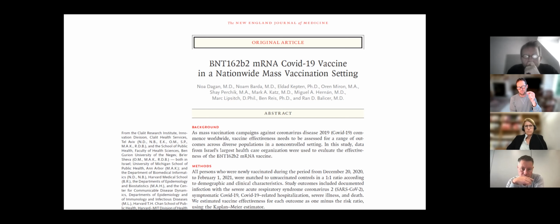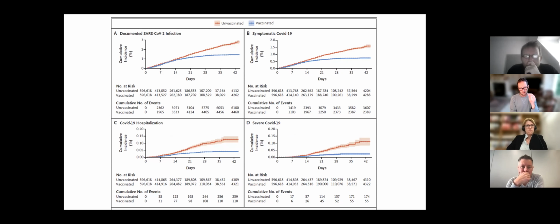So every time somebody was vaccinated, they matched them in a one-to-one ratio with an unvaccinated control and followed them up. Follow-up was from the time of vaccination for the vaccinated person and from that same date for the unvaccinated control. And then they followed them over time and looked at the cumulative incidence of SARS-CoV-2 infection and symptomatic COVID-19 and COVID-19 hospitalization and severe COVID-19, as you can see here. And you can go on to estimate relative measures from this.